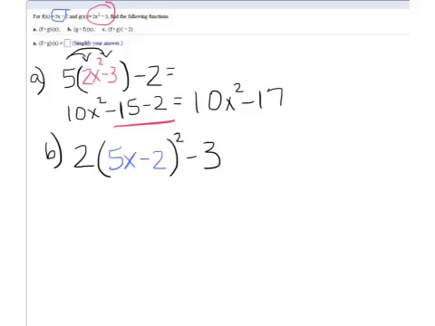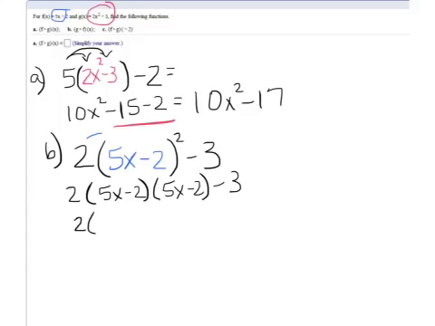So now I just have to simplify this one. And I need to distribute my 2, but at first I need to square it. So I would rewrite that as 5x minus 2 times 5x minus 2. So I need to multiply those first. And you can do your FOIL method, and then we're going to double that.